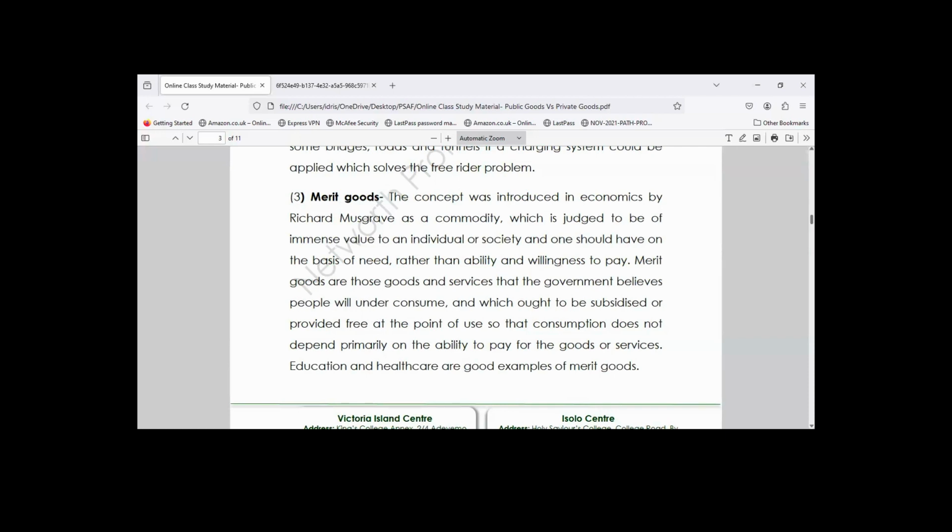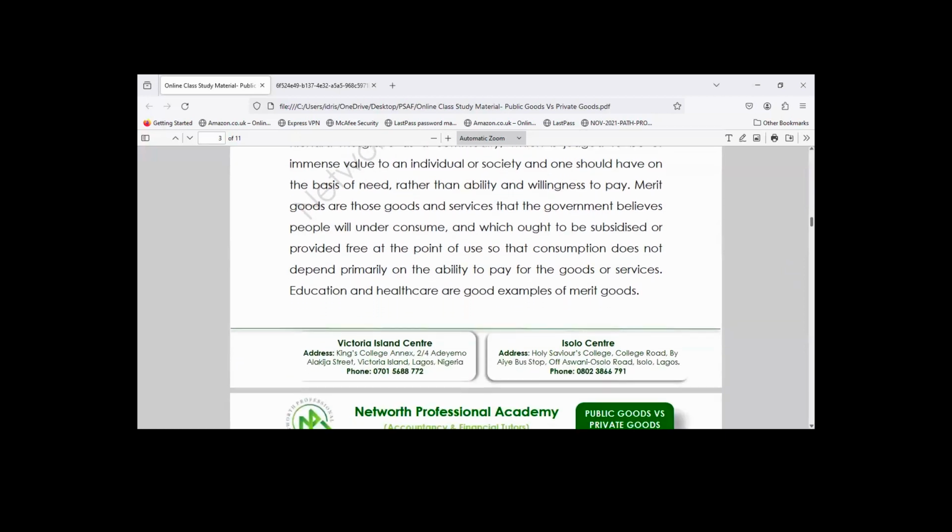You have to work for it as a citizen. That merit public good, you can't get it just free of charge. If you want to enjoy it, it's not that you pay for it, you work for it. An example of merit public good is education. If you want admission to a public university like Unilag, you will write Post-UTME. If your Post-UTME score passes the cutoff mark, you will be given admission.